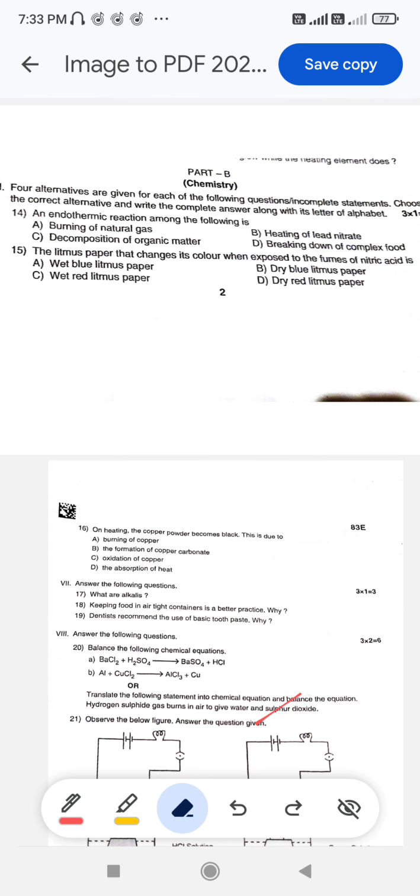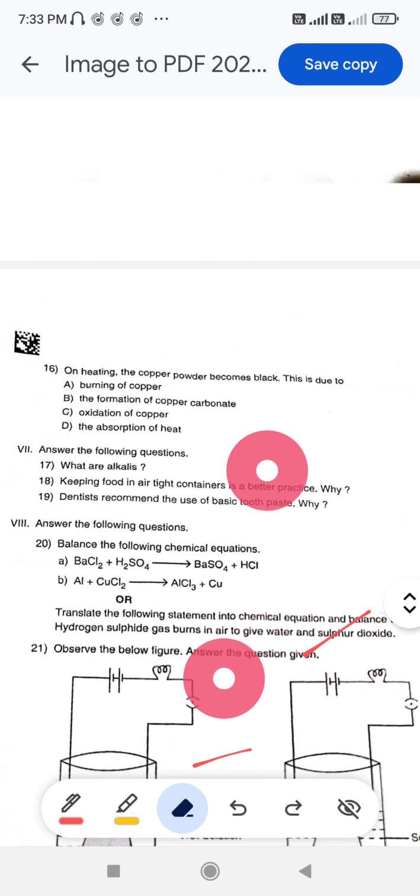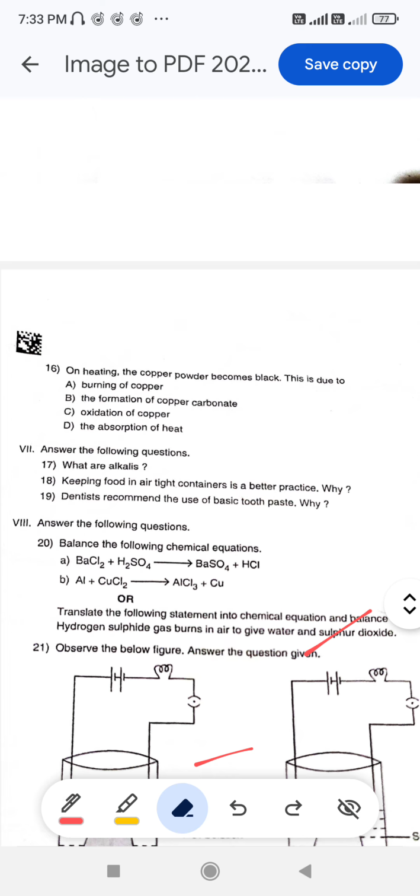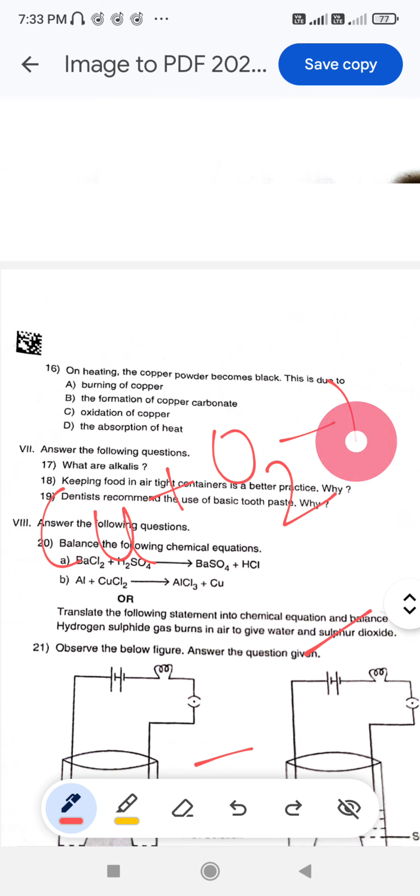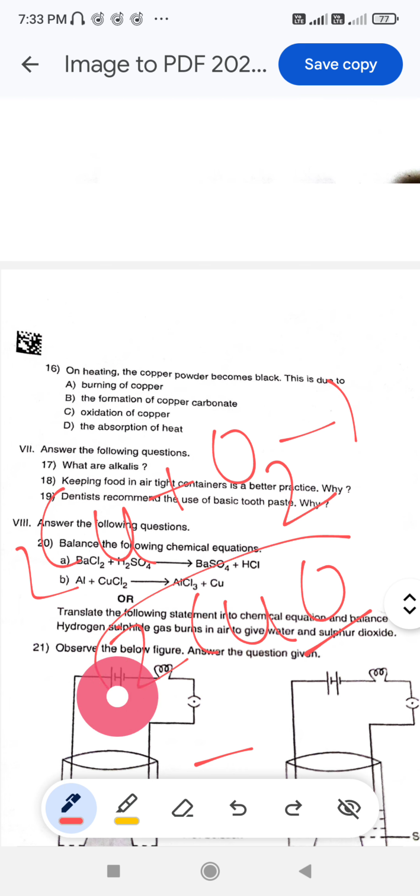Okay, next. The 16th question is on heating, right? On heating, the copper powder becomes black, this is due to what? First of all, copper is Cu. When it is heated in the presence of air, it gives what? 2Cu plus O2 gives rise to 2CuO. Due to the formation of copper oxide, it forms a black coating.